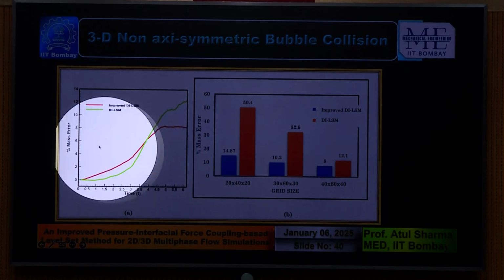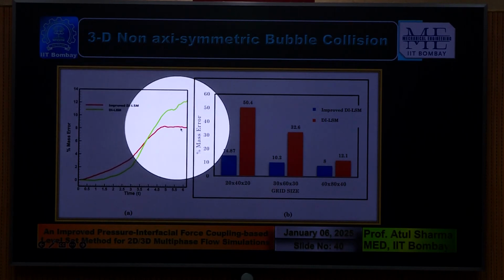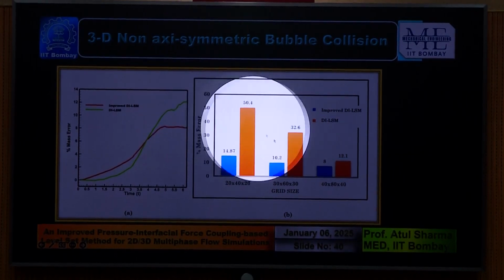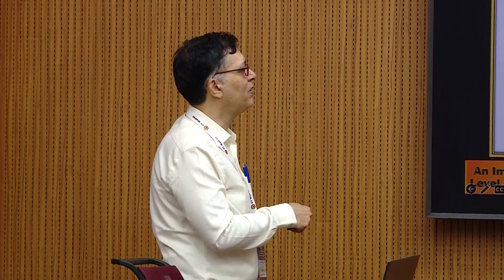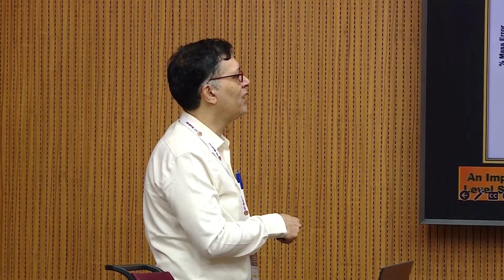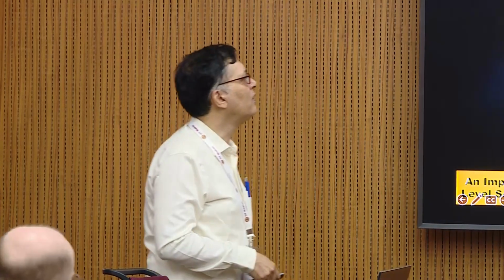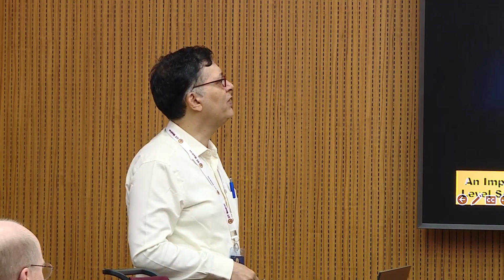Although in this 3D problem we are seeing that the mass error is increasing with respect to time with the improved method, still the mass error is much smaller as compared to the traditional method. For the traditional method there is a sharp reduction from 50% to 12%, whereas with the improved method the reduction is from close to 15% to 8%. And we did a 3D non-axisymmetric bubble collision simulation also, and we compared with experimental results as shown here.